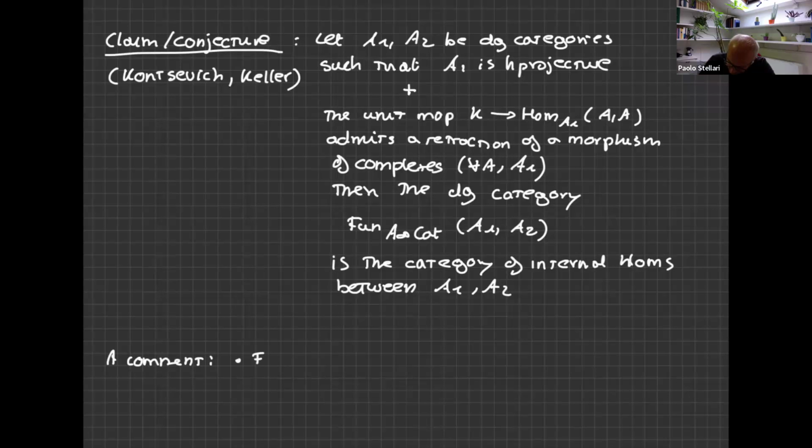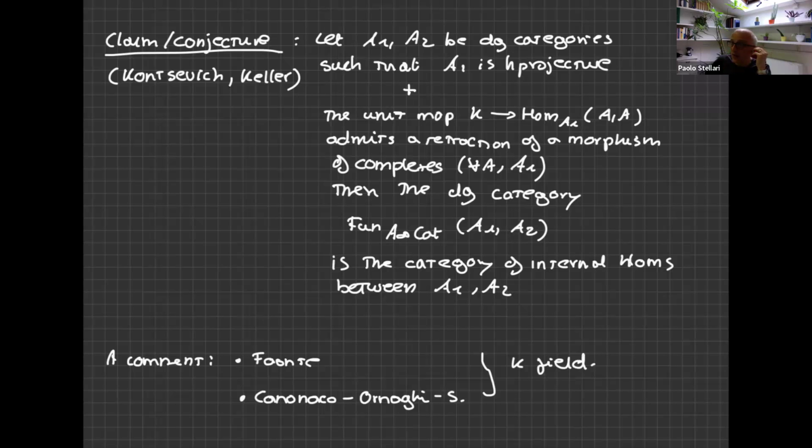So this was proved by Faonte when k was a field. Okay, there is a little issue here. So I mean, the proof of Faonte contains a mistake.